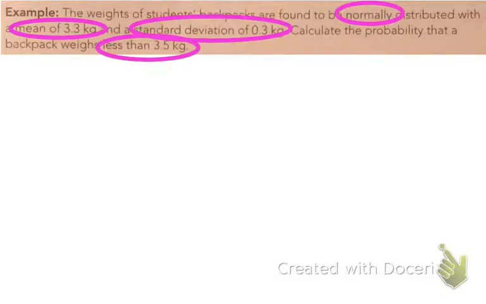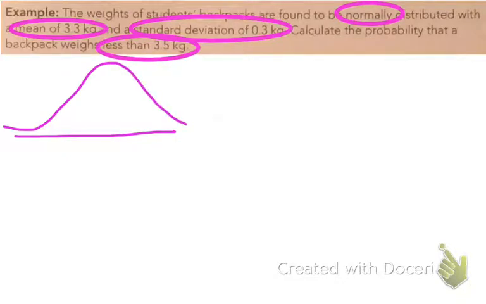Okay, so my very first step is always to draw my normal distribution on there, put the mean in the centre. We've got our mean of 3.3, and underneath that I'm going to write the standard deviation of 0.3. Now they've said find the probability that a backpack weighs less than 3.5. So on my scale there, 3.5 is going to be above 3.3. So I'm just going to place it around about here.